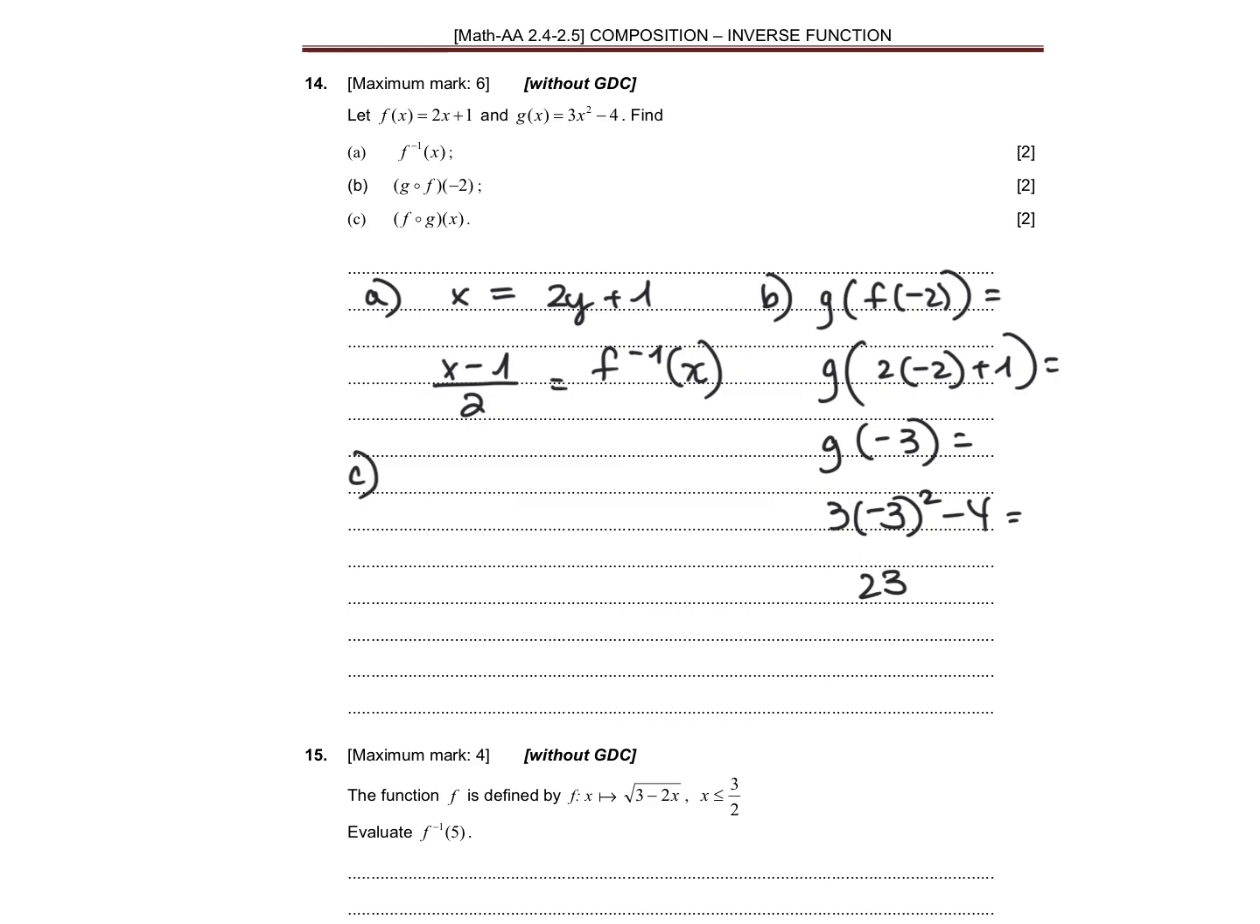And for c, f of g at x, we're substituting g into the f function. So 3x squared minus 4 plus 1. And you can simplify. 6x squared minus 8 plus 1 is 6x squared minus 7.